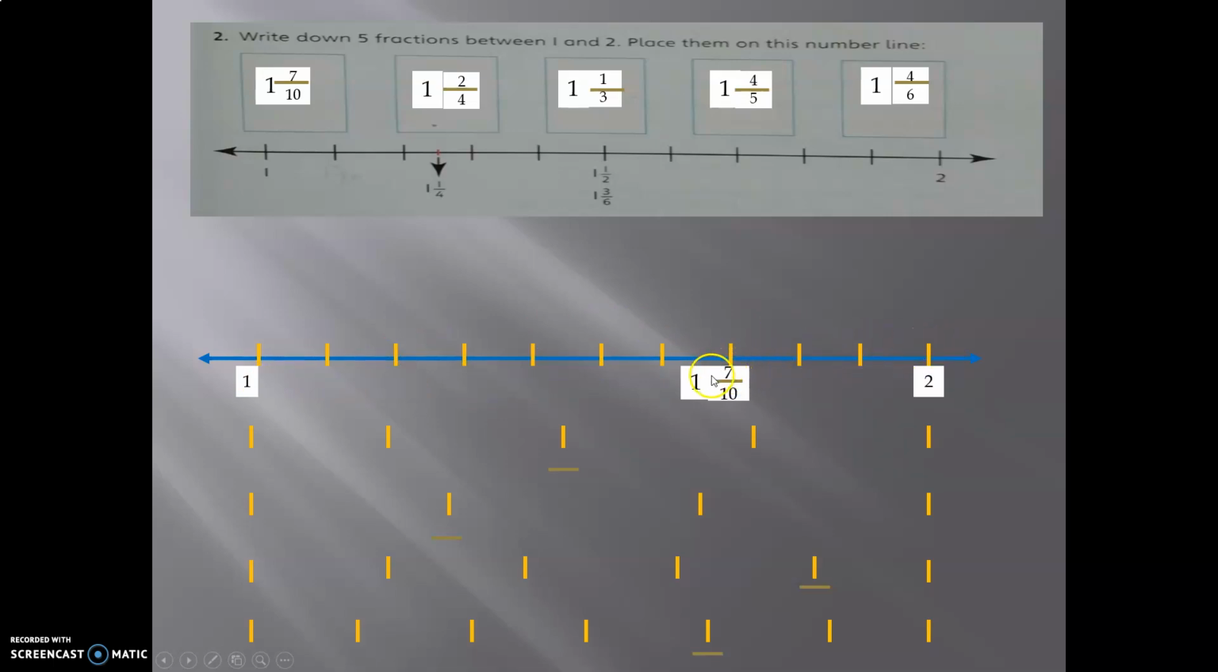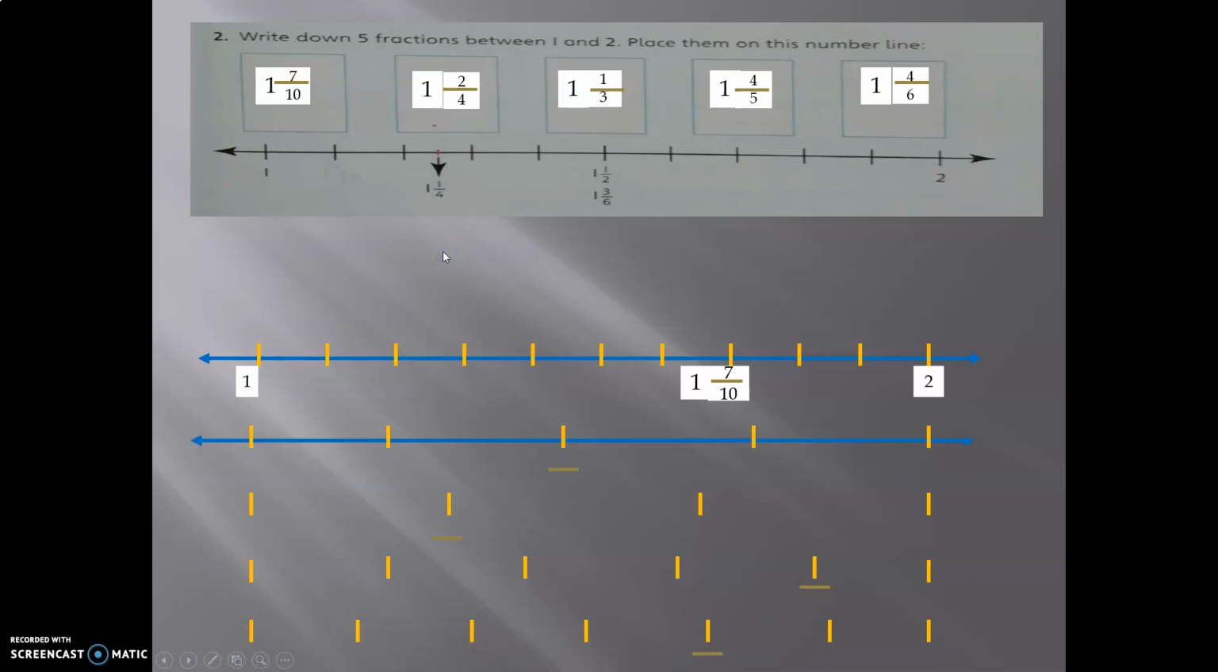So take care. You are here between 1 and 2, so of course you are moving after 1, so it is more than 1, but you are still smaller than 2. So 1 and 7 over 10 is a mixed number that's between 1 and 2, but it is less than 2. Let's go to the next, 1 and 2 over 4.